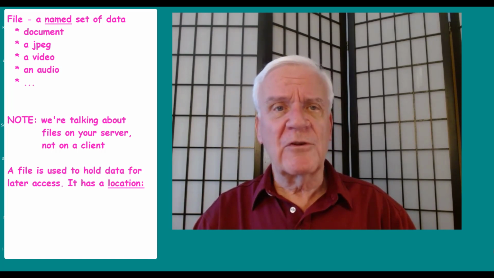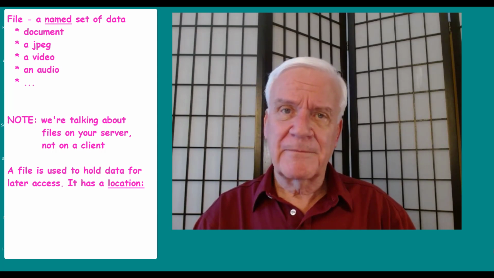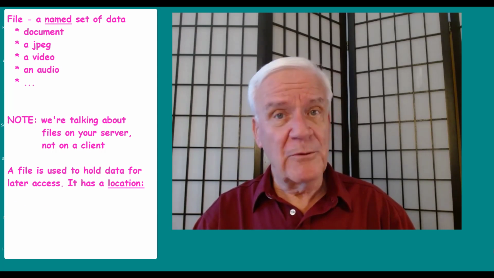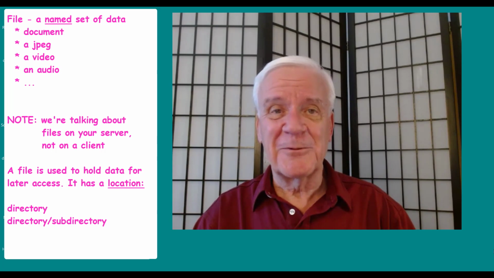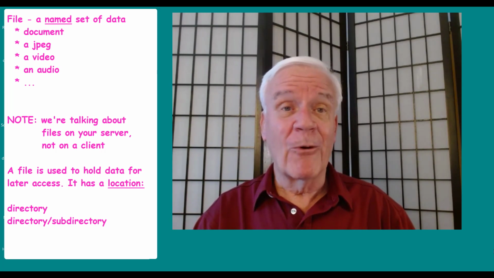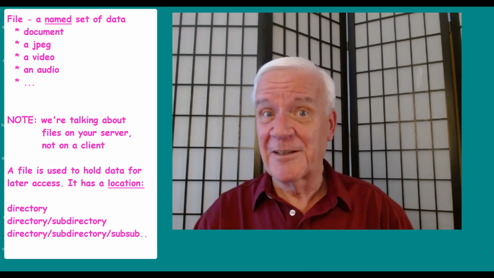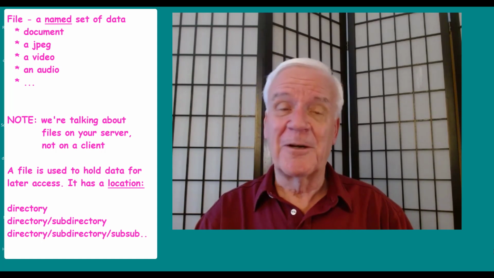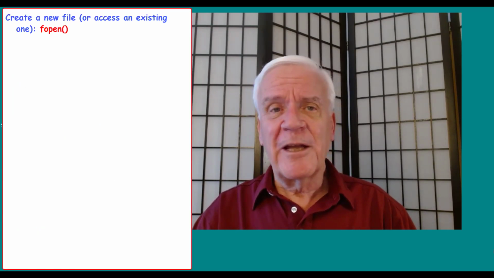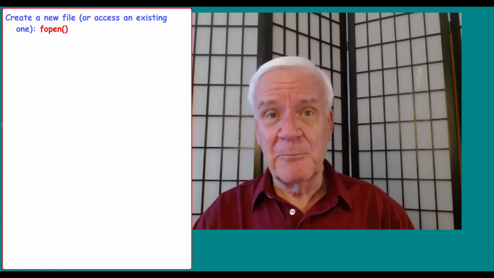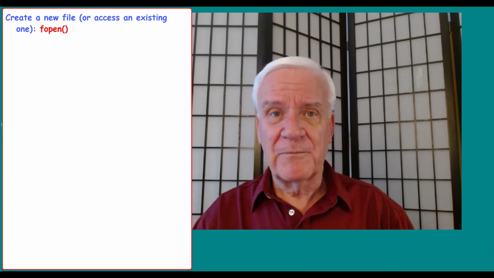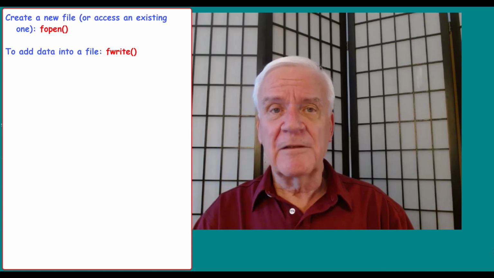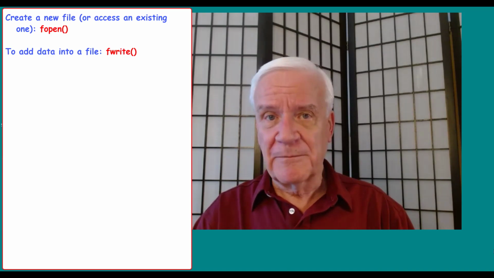A file is used to hold data for later access. It has a location, a directory, or possibly directory/subdirectory, or directory/subdirectory/subsubdirectory, and so on. You create a new file or access an existing one by mentioning its name in an fopen function. You add data to a file using the fwrite function.